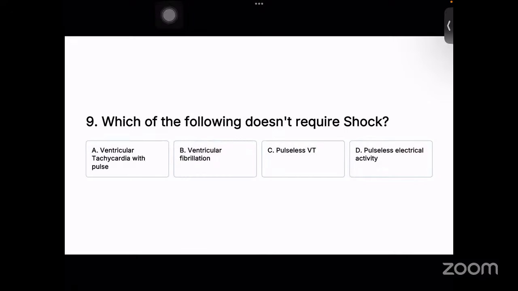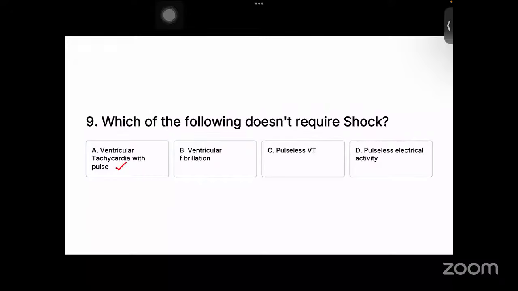The options are ventricular tachycardia with a pulse, ventricular fibrillation, pulseless VT, and pulseless electrical activity. So what are the non-shockable rhythms? The non-shockable rhythms are PEA and asystole. But here we have the VT, and here we have the VF, and here we have the pulseless VT.